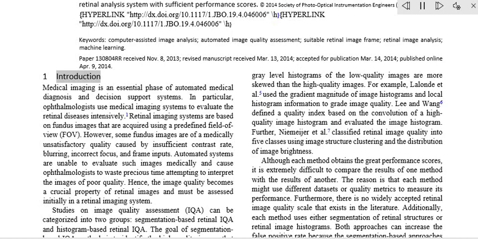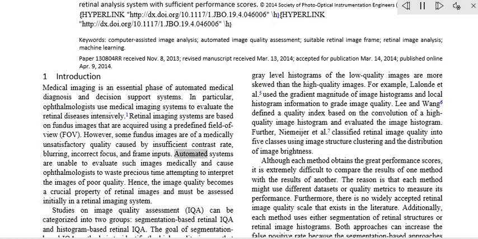Introduction. Medical imaging is an essential phase of automated medical diagnosis and decision support systems. In particular, ophthalmologists use medical imaging systems to evaluate the retinal diseases intensively. Retinal imaging systems are based on fundus images that are acquired using a predefined field of view, FOV. However, some fundus images are of a medically unsatisfactory quality caused by insufficient contrast rate, blurring, incorrect focus, and frame inputs.